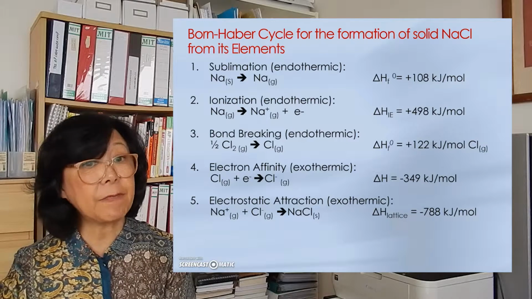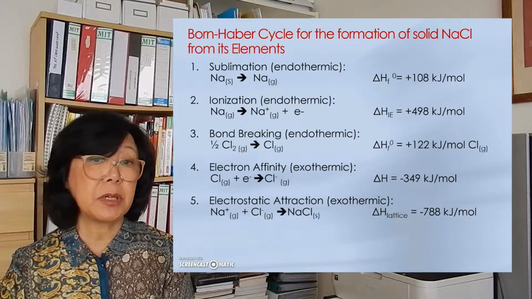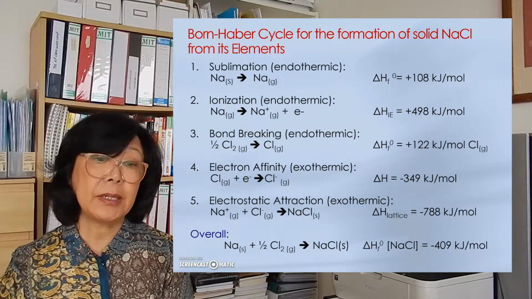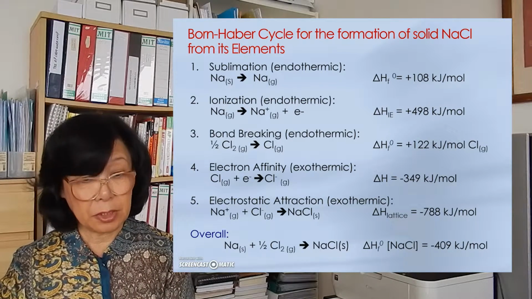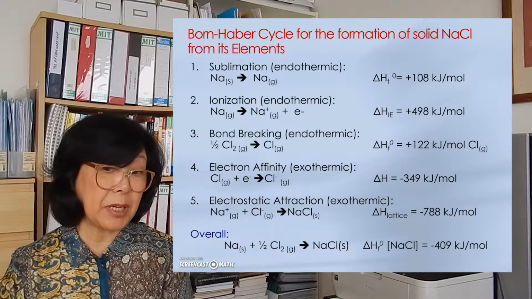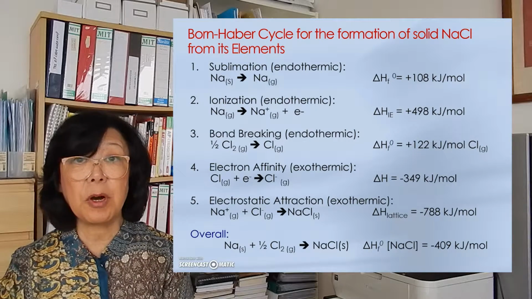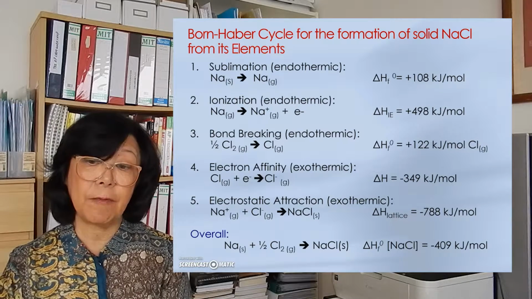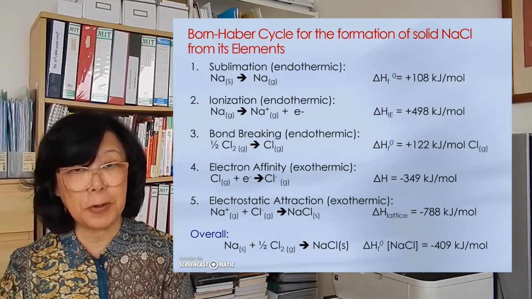Now, if we add up the 5 steps in terms of the species and the energy, you will get then 1 mole of sodium metal with half a mole of chlorine gas molecule to form 1 mole of sodium chloride solid. The enthalpy of formation is negative 409 kilojoule per mole.